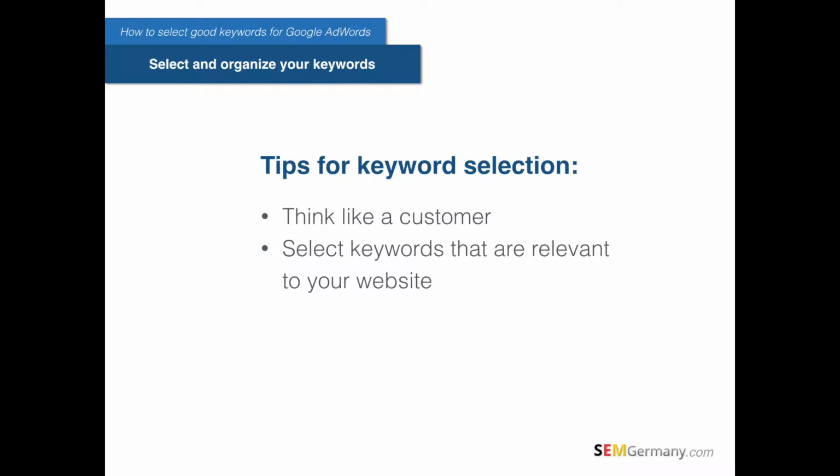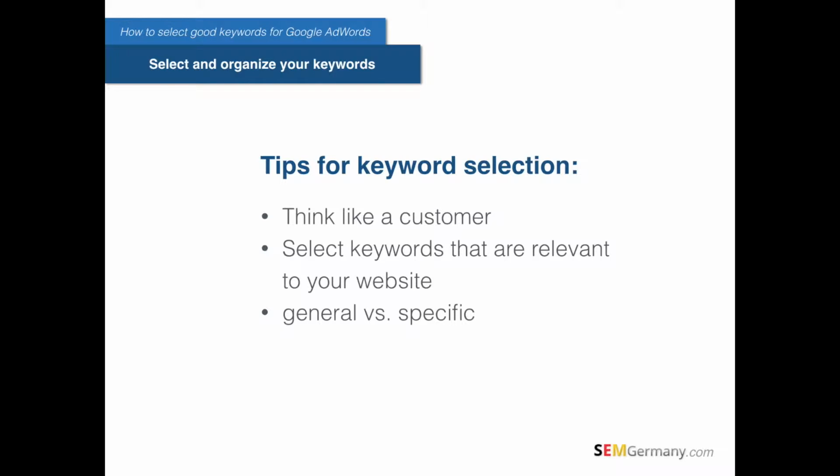Then you should select keywords that are relevant to your website. In a best case scenario, someone who types a keyword into Google and arrives on your landing page will find that keyword also within the headline and somewhere within the body copy of your page. Nobody wants to arrive on a website that has nothing to do with the topic of their search. So the more relevant your website is to the keywords you select, the better conversion rates you can expect. Another reason for that is that if your landing page is relevant to your keyword, you will also get a higher quality score from Google, and that means lower click prices and better positions within the search results.